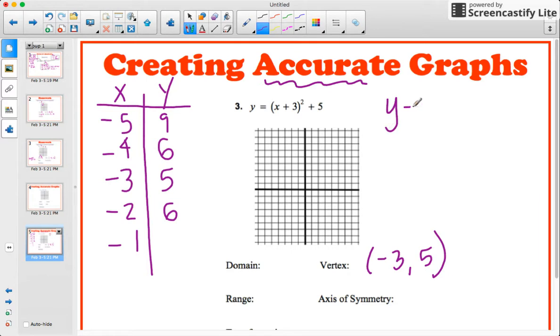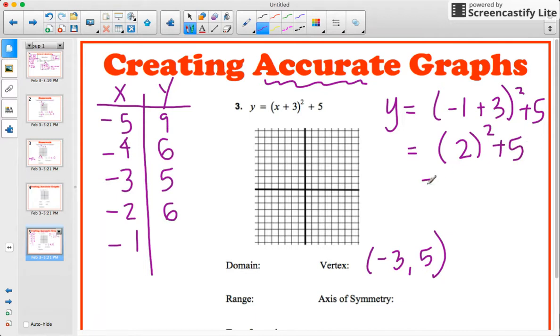And lastly, y equals (negative 1 plus 3) squared plus 5. So this will equal negative 1 plus 3 is going to give me 2 squared plus 5, which will give me 4 plus 5. So here I'm at 9.